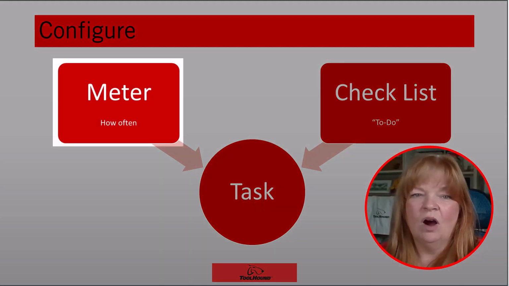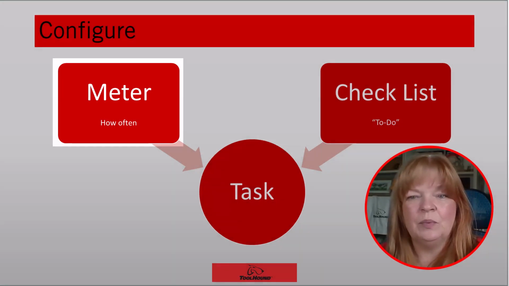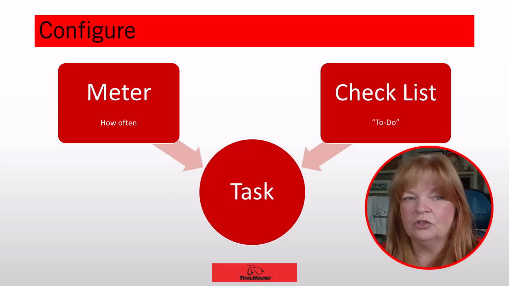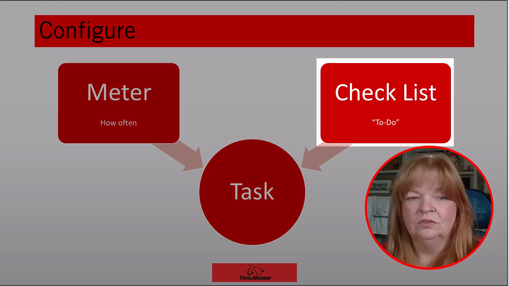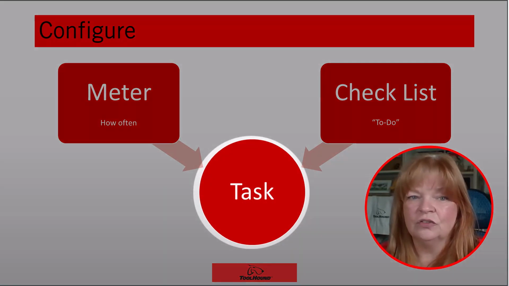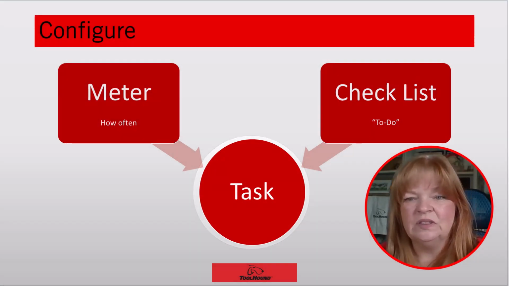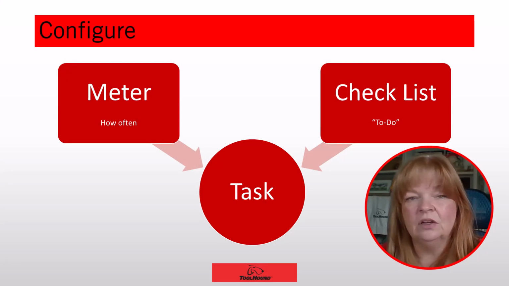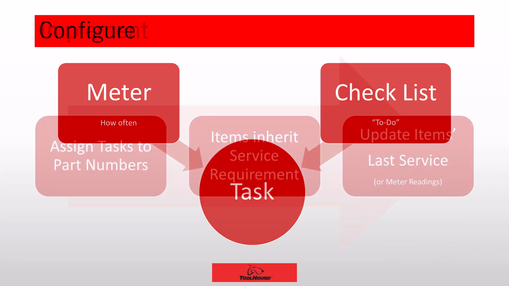Meters describe how often service is performed and can be based on time, number of issues, or a reading value. Optionally, a checklist can be included with a to-do list. And the task defines the service that needs to be done. This can be scheduled on a frequency using the meter or unscheduled.